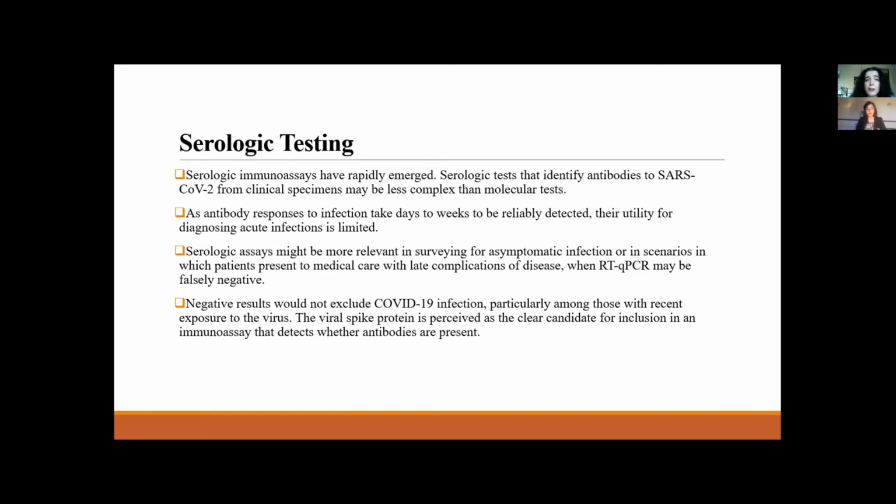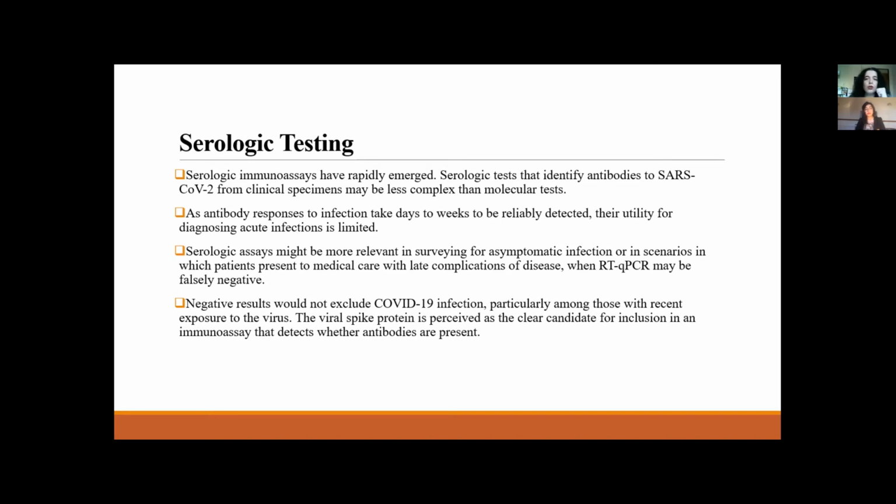And third, serologic testing. Serologic immunoassays have rapidly emerged. Serologic tests that identify antibodies to SARS-CoV-2 from clinical specimens may be less complex than molecular tests. As antibody responses to infection take days to weeks to be reliably detected, their utility for diagnosing acute infection is limited. Serologic assays might be more relevant for asymptomatic infection or scenarios in which patients present to medical care with late complications of disease, when RT-qPCR may be falsely negative. Negative results will not exclude COVID-19 infection.